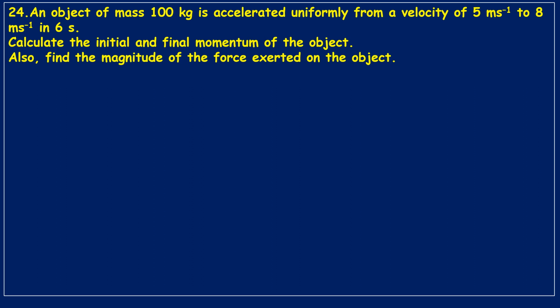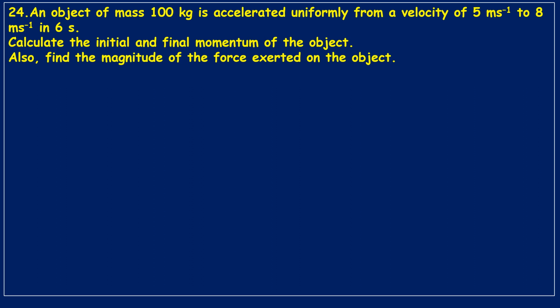An object of mass 100 kg is accelerated uniformly from a velocity of 5 meter per second to 8 meter per second in 6 seconds. See, my dear children, here the mass of the object is given, its initial velocity is given, the acceleration is uniform, and the final velocity and time are also given. Now calculate the initial and final momentum of the object, and also find the magnitude of the force exerted on the object.